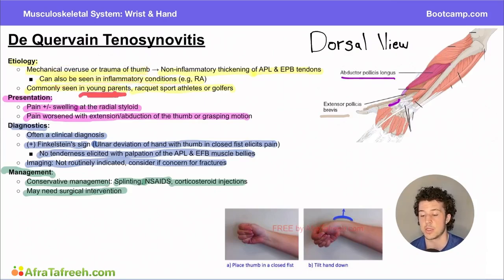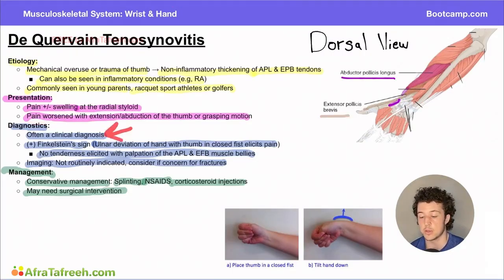And so this is something we might see in a young parent picking up their child, or an athlete using their hand and wrist a lot for their sport, or maybe a world-class Tetris player who's using his thumbs all day. These patients will present with pain and possibly swelling at the radial styloid on the lateral part of the wrist, and that pain will be worsened with the motion of the involved tendons.